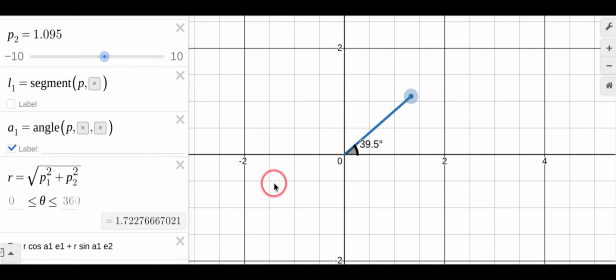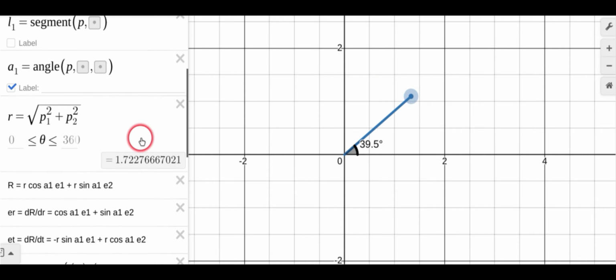Now, what we want to do is define basis vectors in these coordinates. So the way we would do that is we would write a vector capital R, which is made up of its components and basis vectors, and we want the components as a function of r and theta.